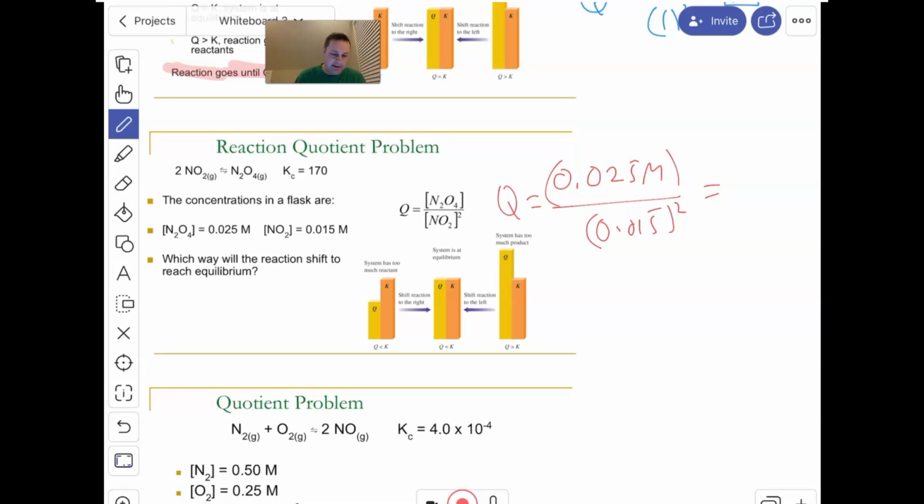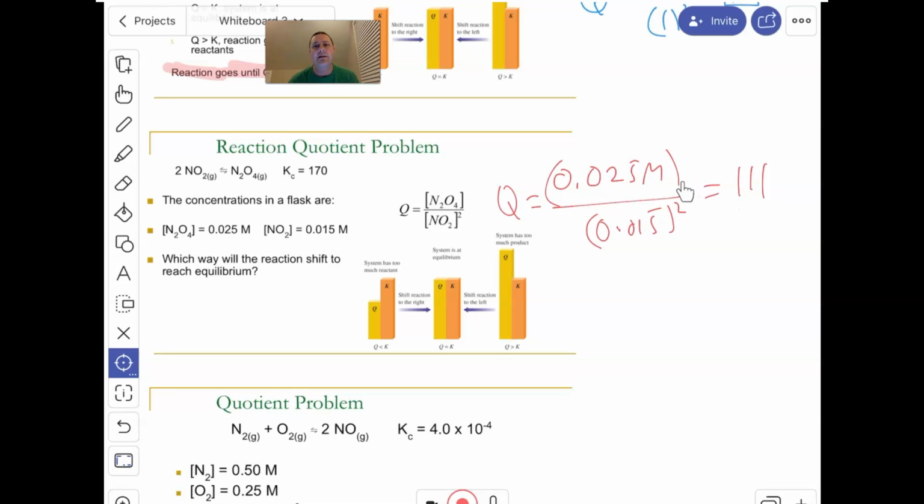Alright, I used my calculator. I found out that this is equal to roughly about 111. So if we take a look at it, my quotient tells me where I'm at right now in my progress to getting towards equilibrium in the reaction. I'm at 111. I'm going to keep going until that number reaches up to 170, the equilibrium constant, and then it's going to hit equilibrium. So this number needs to get bigger.